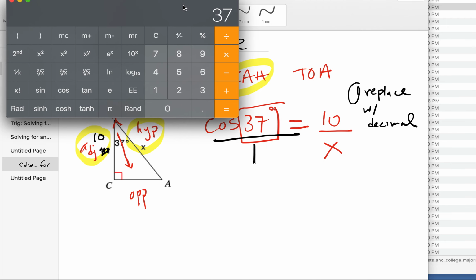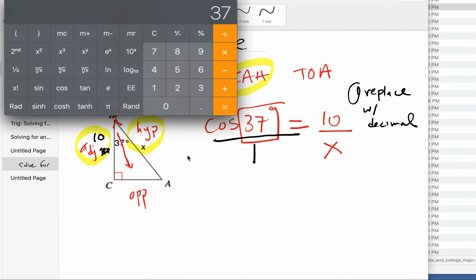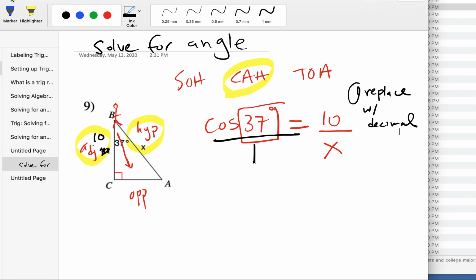Now we're going to look at how we're writing it to decide if we push cosine or cosine inverse. So looking at what we have written, it's exactly how we put it in the calculator. So cosine is what we're going to push, not inverse. Inverse is when you're trying to separate the x from the word cosine. So push cosine, you get 0.7986. So what we'll do is replace this with 0.7986.